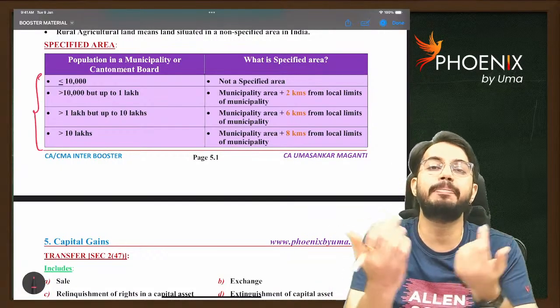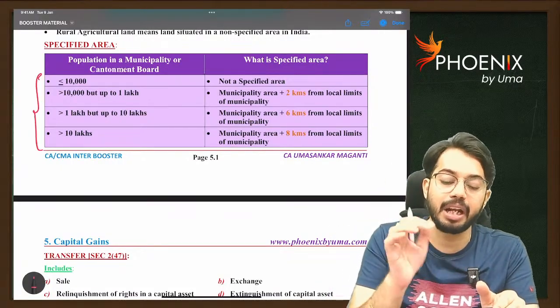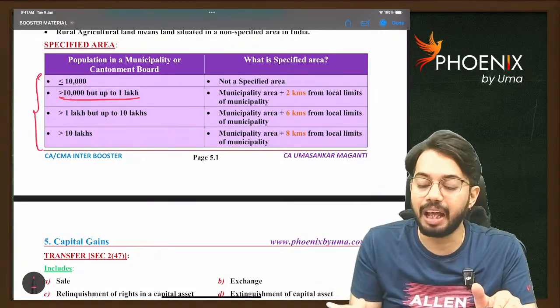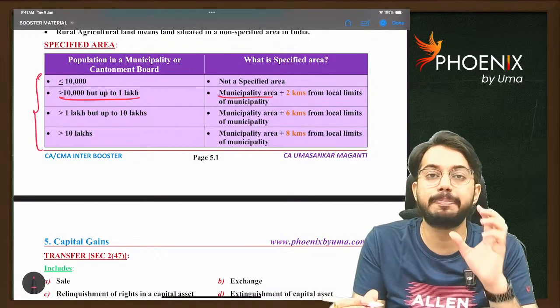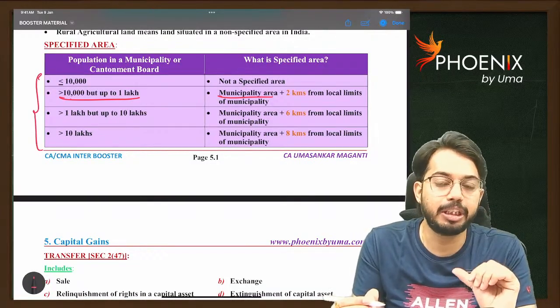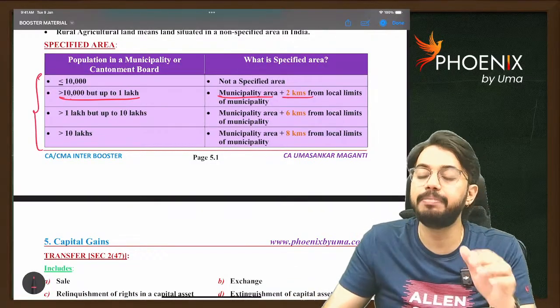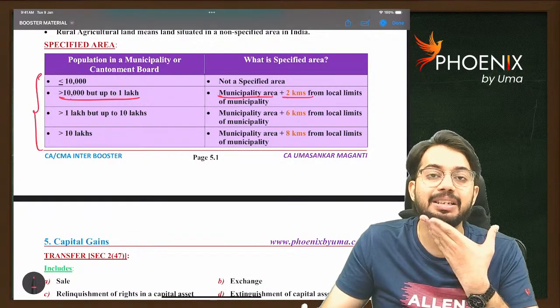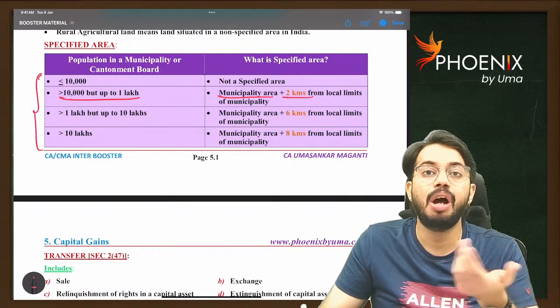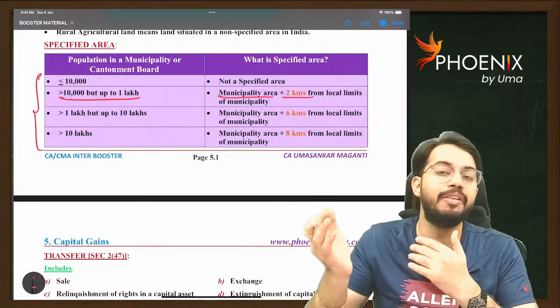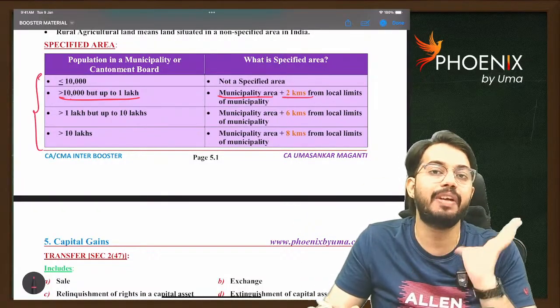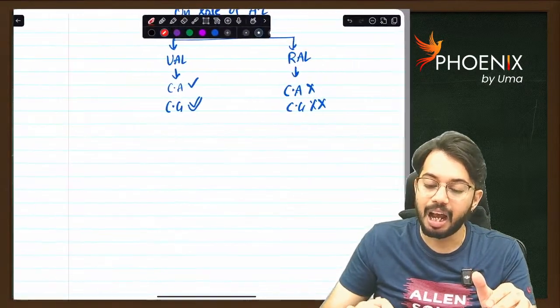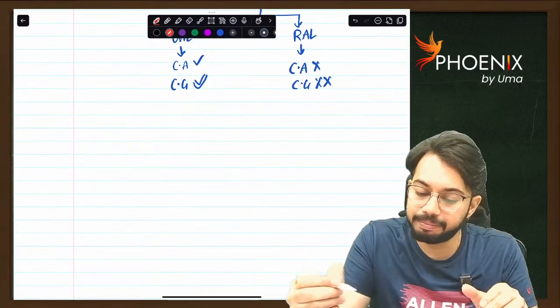If the population in a place is more than 10,000 and up to 1 lakh, then whatever that municipal area is, along with that municipal area, 2 kilometers from the local limits of the municipality will be treated as urban area. Outside that, if there is any agricultural land, we call that rural agricultural land. I will tell one example.